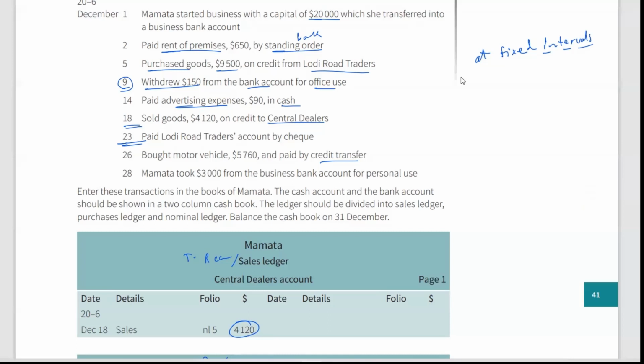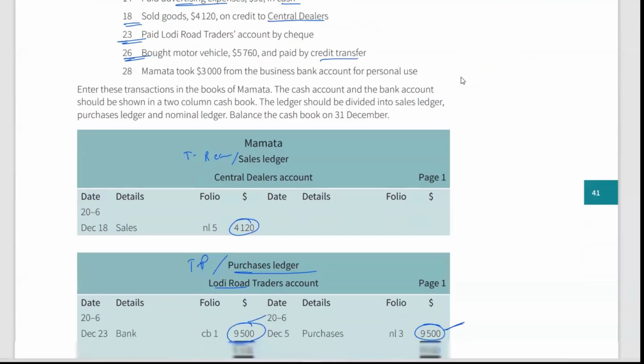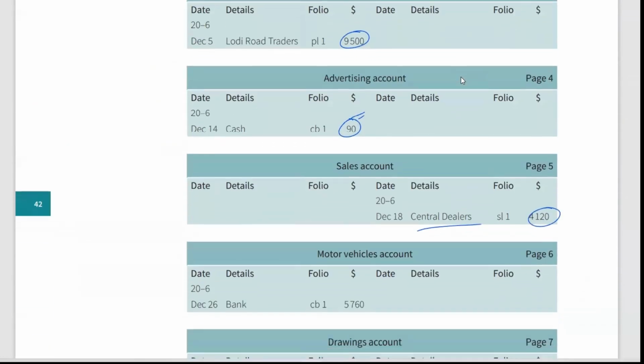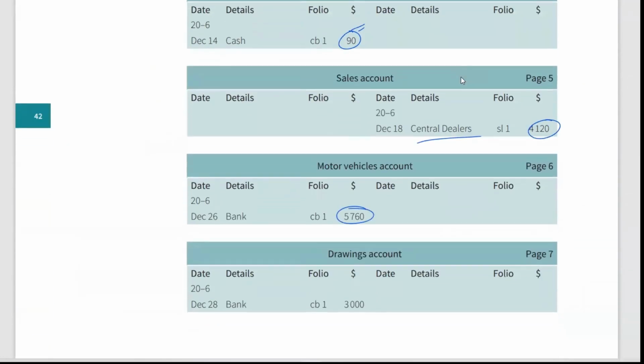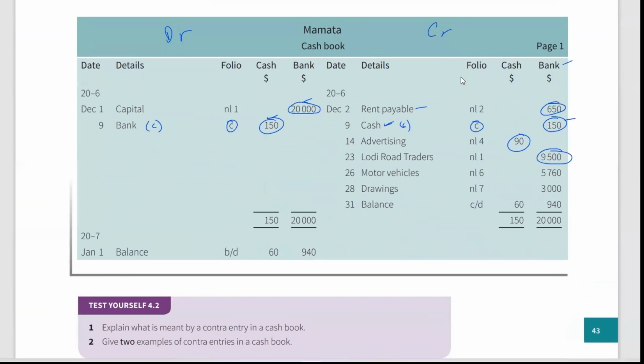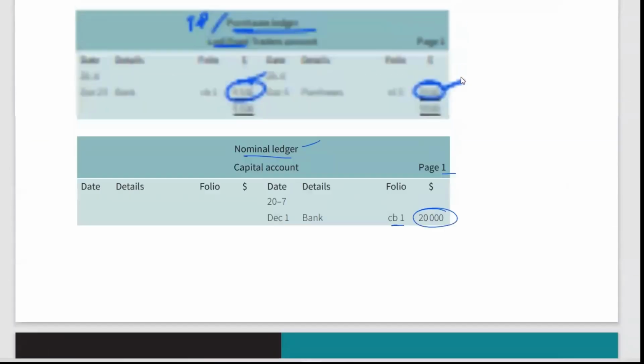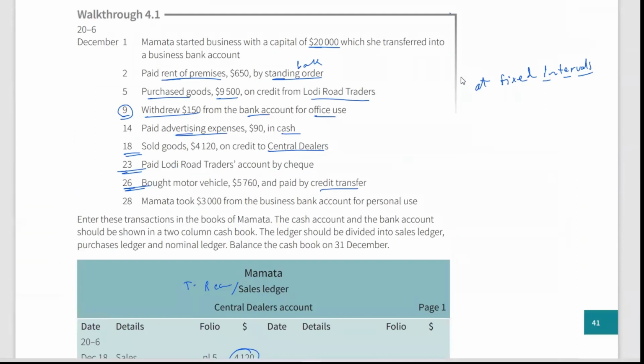So if that is the case, say you bought this for personal use, you will never use the motor vehicle account because that's for business. You will use drawings account debit and bank account credit. That's what you will do. I think that makes sense to everybody. But in this case, the reality in this question is motor vehicle account will be debit and bank account will be credit, right? Motor vehicle account will be debit and bank account will be credit. Let's go back and look at the next one.